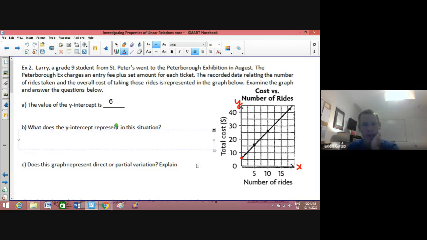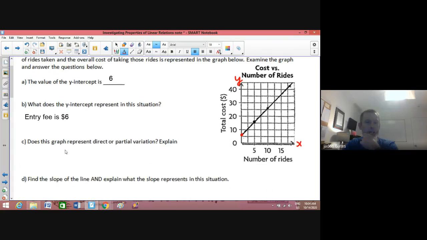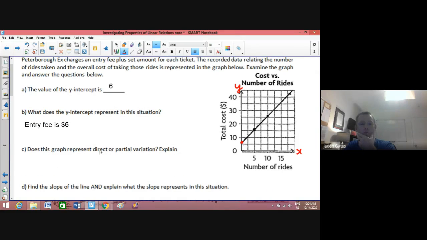Now, what does the y-intercept represent in this situation, right? Because now we're not just talking about equations, they actually mean something. Well, if I look over here on my x-axis, that represents 0 rides, but yet I'm paying $6. So what is the $6? Well, that must be if there's no rides, there is an entry fee of $6. So what does a y-intercept represent in this situation? Entry fee is $6.